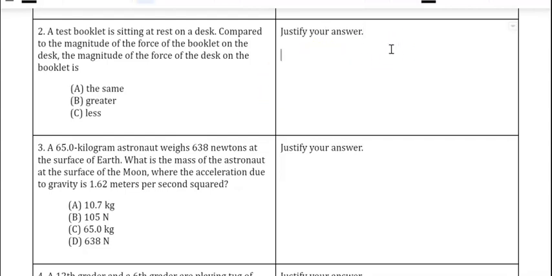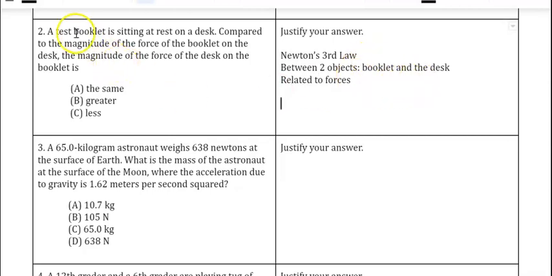Again, before I select my answer, I'm going to justify what I know about this problem. I immediately recognize this as a Newton's third law problem. And I know it's a Newton's third law problem because it's between two objects. My two objects are the booklet and the desk. And they're asking me about a force, so I'm just going to write it's related to forces. So that's kind of how I recognize a Newton's third law problem.